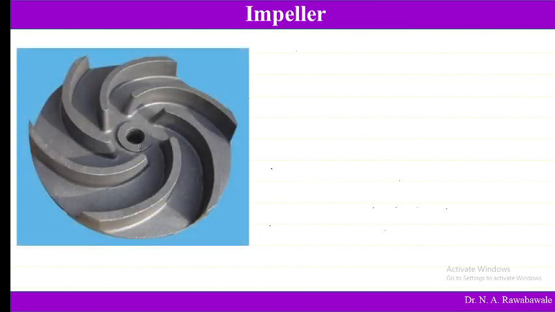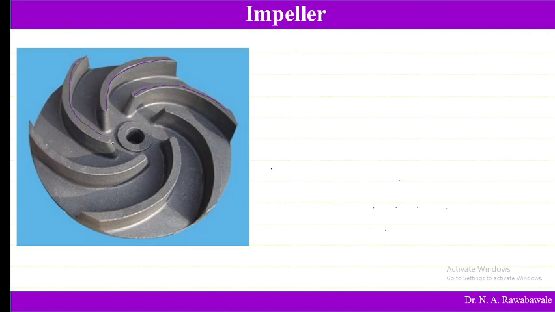This impeller is made of casting or cast iron, in earlier days cast iron or aluminium. Nowadays these impellers are made of fiber. These impellers are nothing but a rotating part in a centrifugal pump. They contain a series of vanes. This part is known as a vane. There are multiple vanes over this impeller.